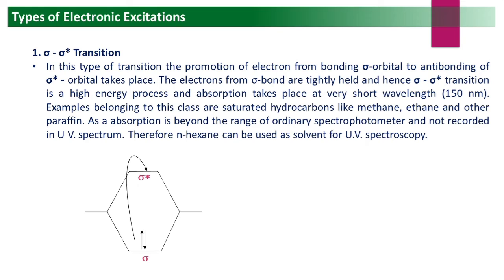So these electrons are migrated from the sigma bonding orbital level to the sigma anti-bonding molecular orbital. Suppose this is the sigma bond between carbon and carbon. These are the sigma bonding electrons. They go into the anti-bonding molecular orbital. This is observed in alkanes like methane, ethane, propane. So in all carbon-carbon single bonds, these transitions will be there.